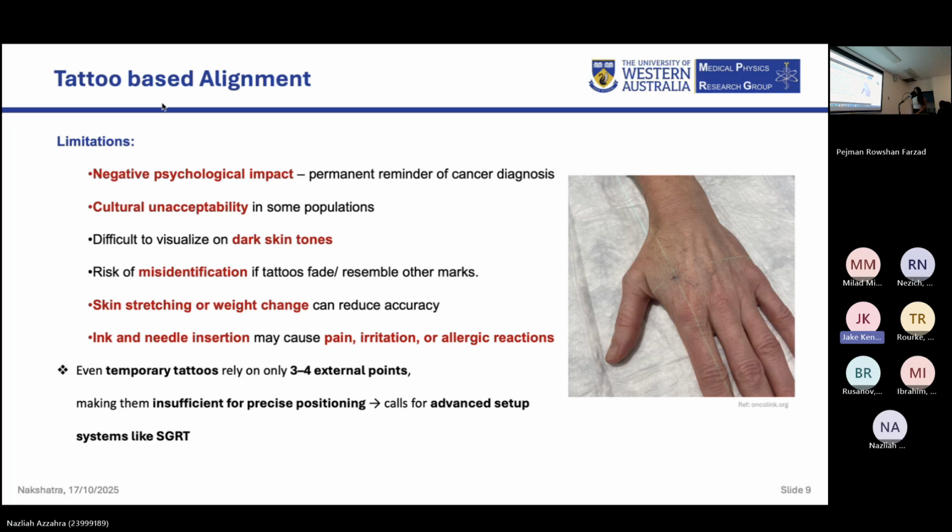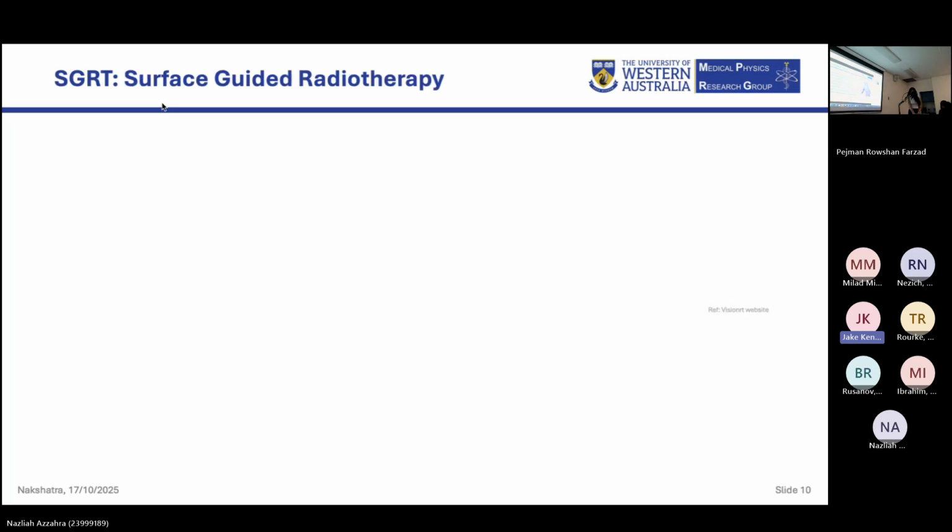Temporary tattoos have been proposed to alleviate some of these concerns, but again, in the end, these are just 3 to 4 points, making them insufficient for precise positioning. And this calls for advanced setup systems like SGRT.